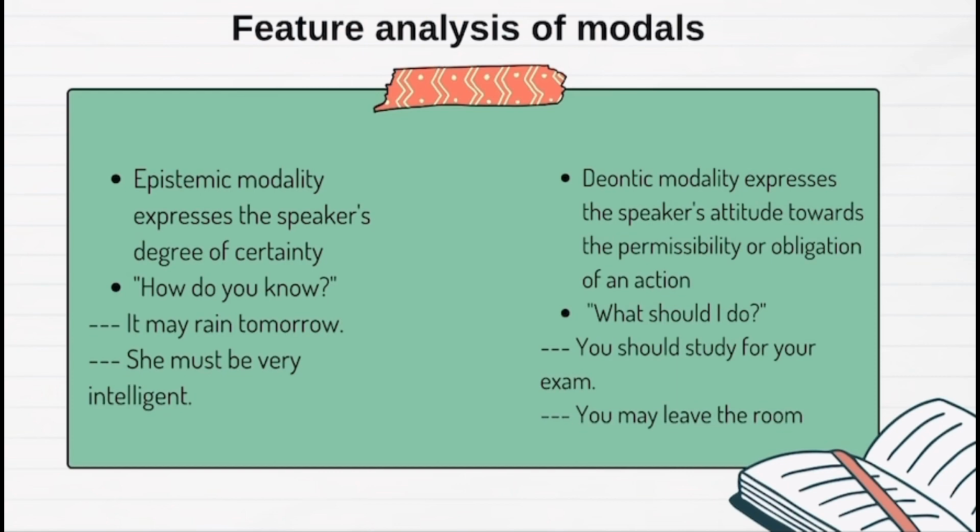Deontic modality expresses the speaker's attitude towards the permissibility or obligation of an action. It answers the question, what should I do? For example, you should study for your exam. It's your obligation to study for your exam. You may leave the room. You are permitted to leave the room.